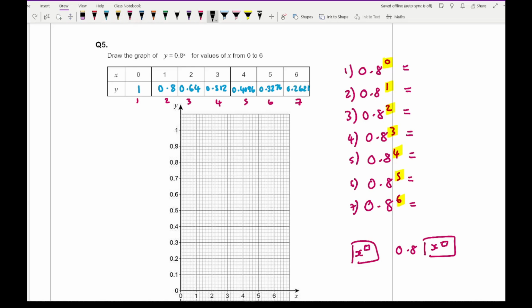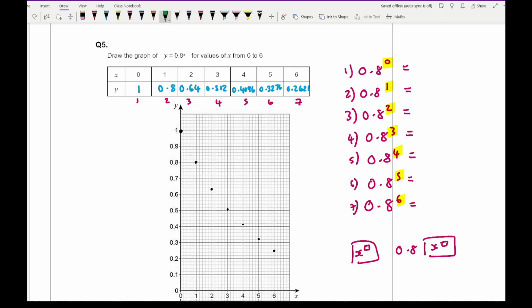So 0, 1 is here, then 0.8, which is there, then 0.64, which is there, then 0.512, which is going to be pretty much there, for 4, 0.4096, it's there, and for 5 it's 0.32, so that's going to be about there, and 6, 0.26, which is about there. So all I then need to do is just join those points up as best that I can.